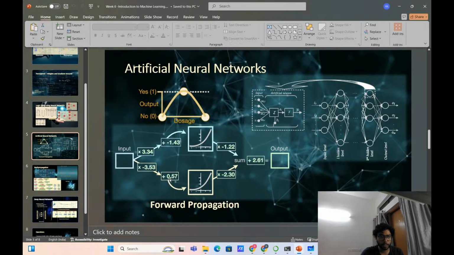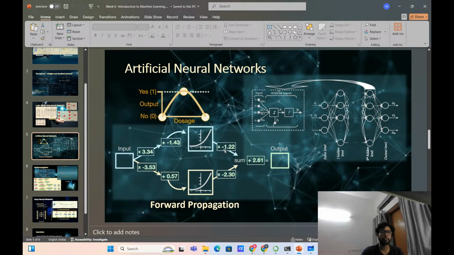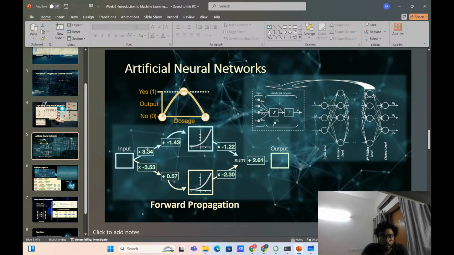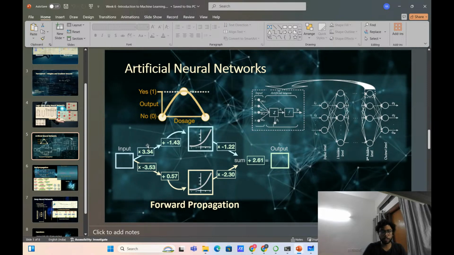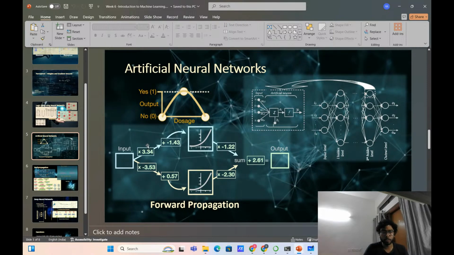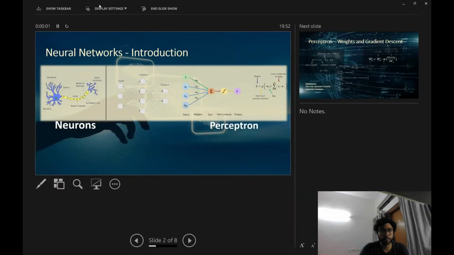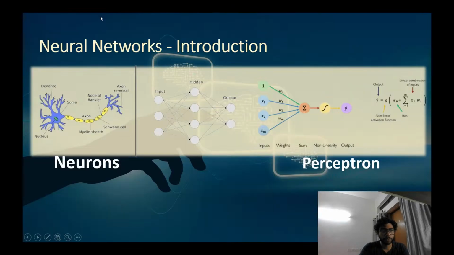Okay, what is minus 1.22? So, these are called weights, right? So if you remember, if we go into the perceptron model, what we used to do. So these are the basic frameworks of the neural network, right?